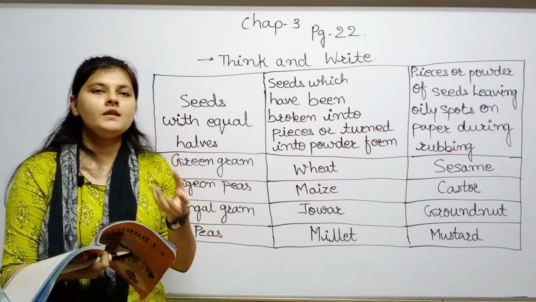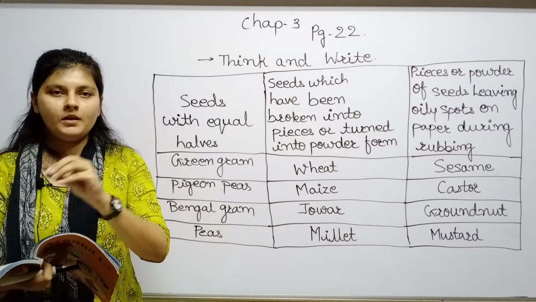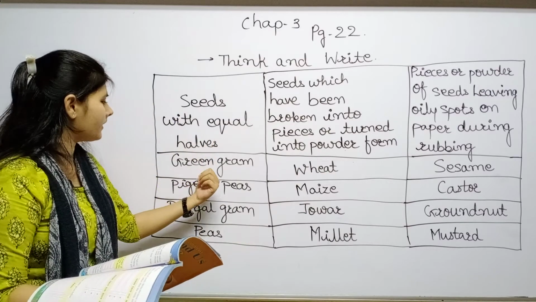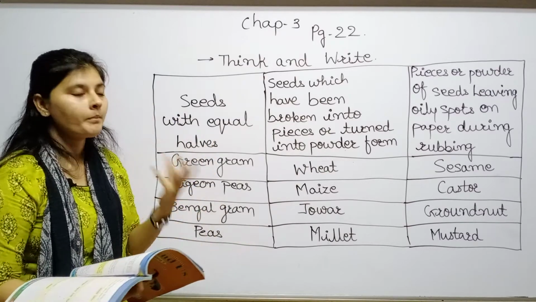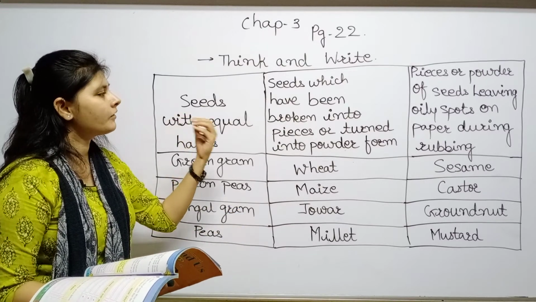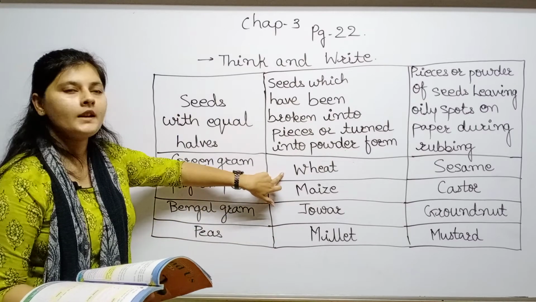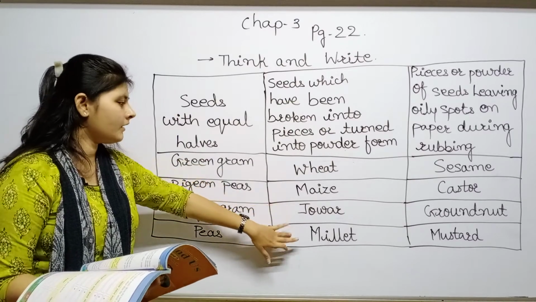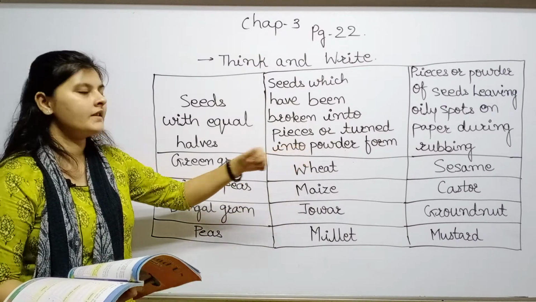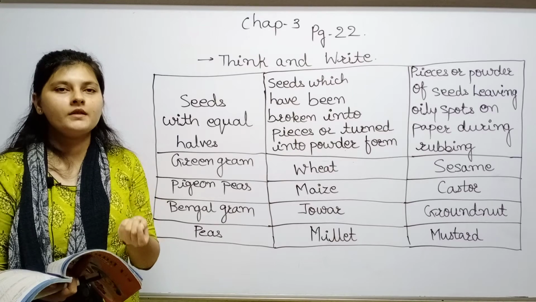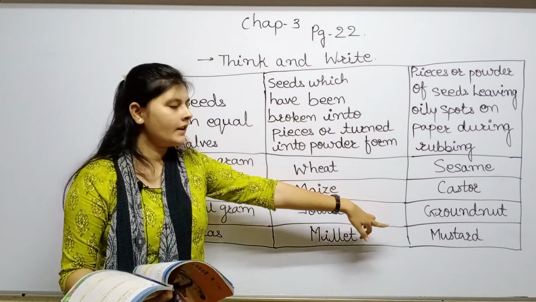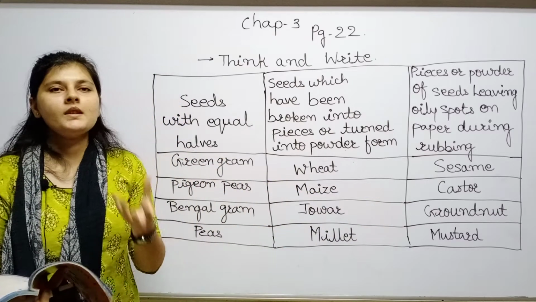That activity is that you have to collect the seeds from your home, like wheat, beans, then you can collect green gram, pigeon peas, bengal gram, like chane, the chickpeas you eat, then peas. For the grains you can collect wheat, then jowar, millet, maize if it is there, that's okay. Sesame seeds, like til that you eat, that is called sesame, right? Then castor, groundnut and mustard. These are all things that are available in your home.